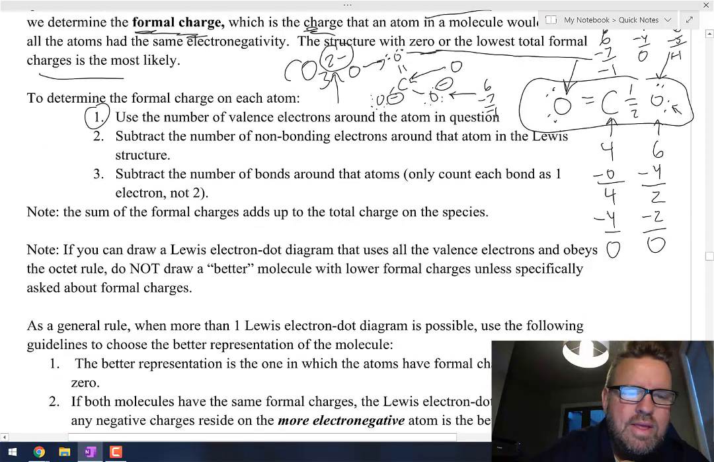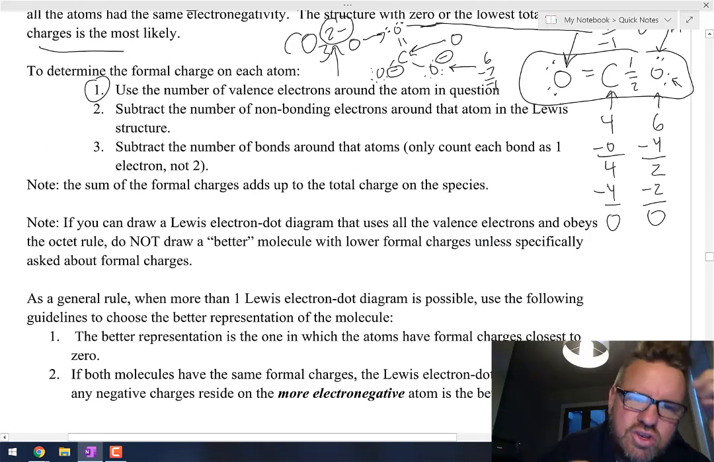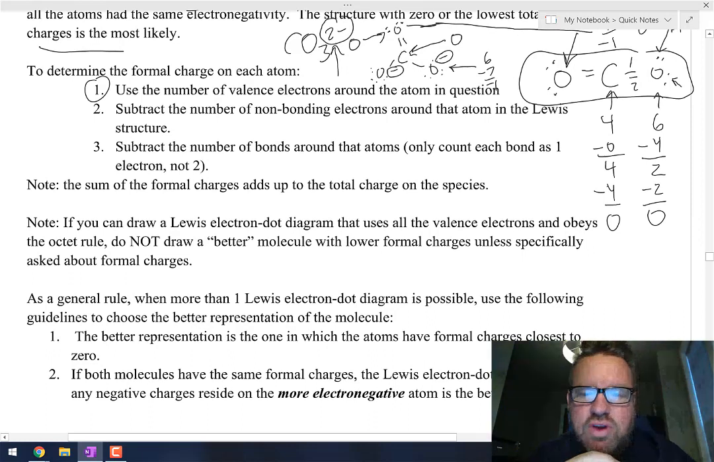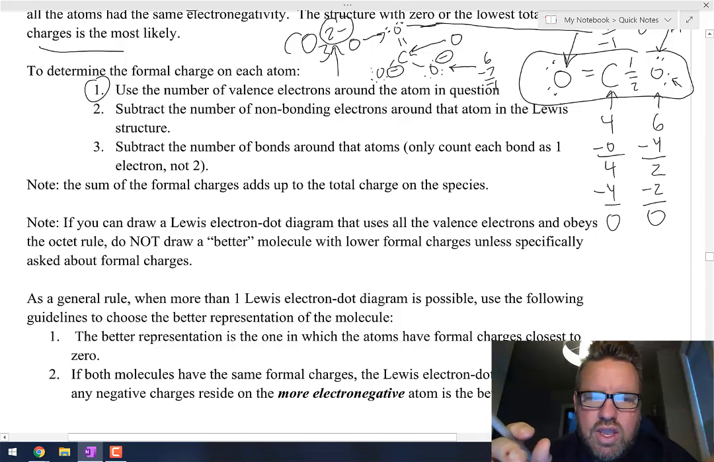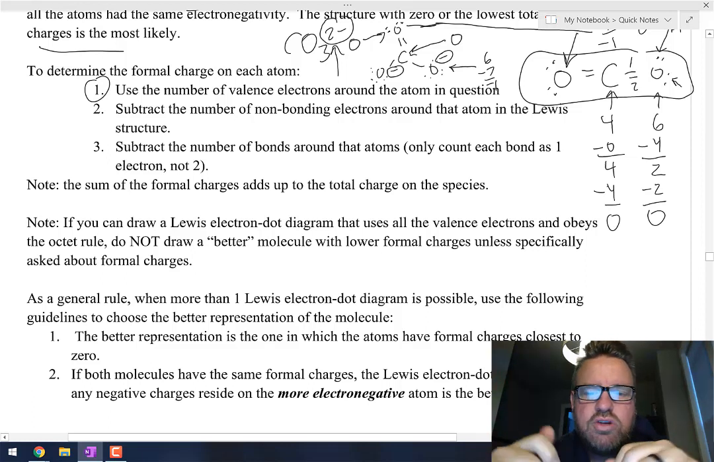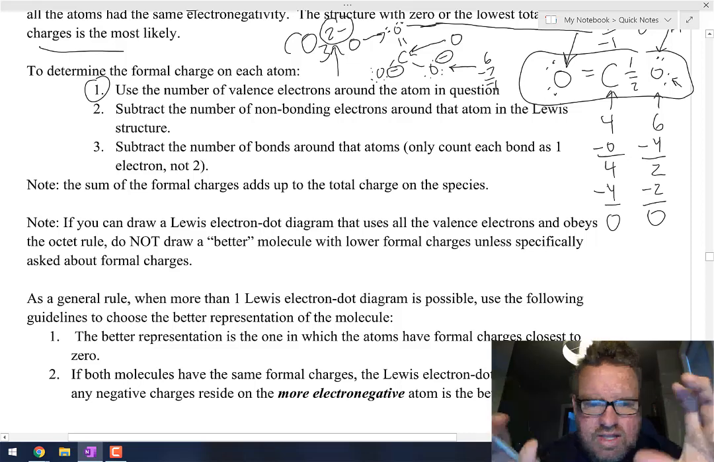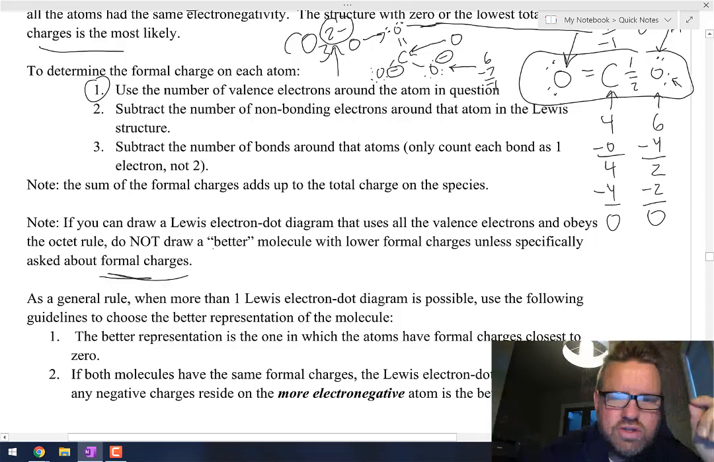Okay, the other note. If you can draw a Lewis electron dot diagram that uses all of the valence electrons and obeys the octet rule, you don't try to say, wait, I drew it, but it has formal charges, so I don't know what to do. You don't draw a better molecule with lower formal charges, again, unless they specifically ask you about formal charges. Don't ever consider it unless they use those exact words.